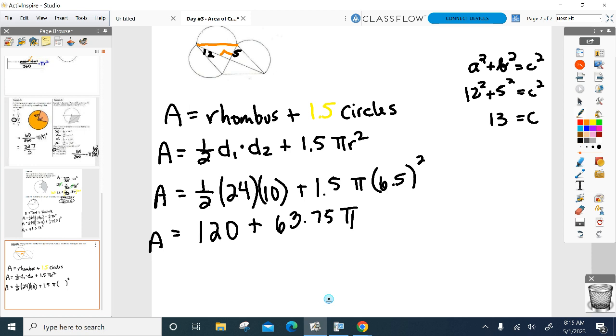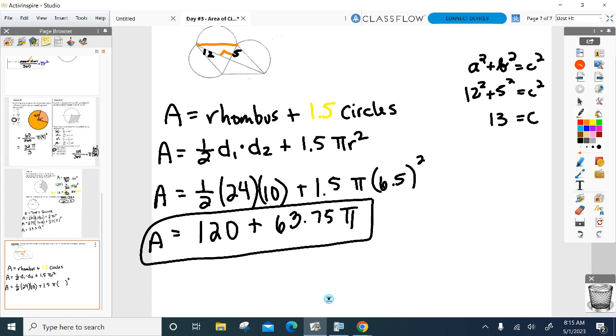Do you think I could combine the 120 and the 63.375 pi? Well, let me ask you this. Instead of pi, if that was an x there, or a y, or any variable, would you be able to combine the two? Nope. So you can't combine it here. This right here is your final answer in terms of pi. Cannot combine them because the 120 does not have a pi. If the 120 had a pi, we'd be all right.